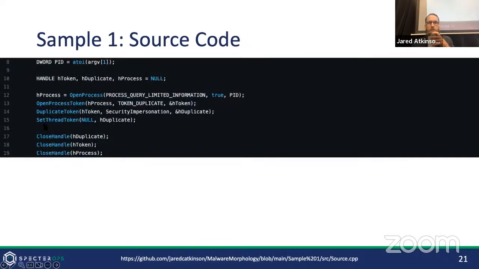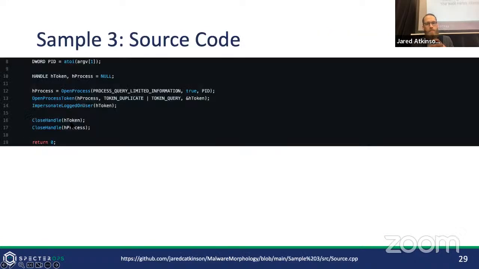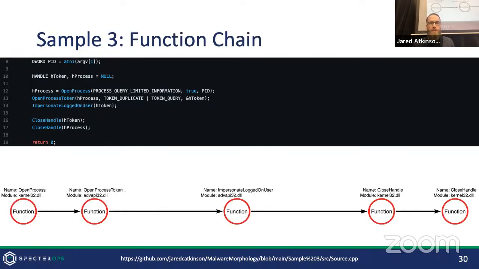Do you notice that here we call set thread token, which is one function, and here we call impersonate logged on user, which is just a different function? The problem is I have no idea how different that is. But the one thing that Olaf pointed out is that it's not calling duplicate token. So why does impersonate logged on user not have to duplicate the token? Why does it just get to use a normal token? So we could build the function chain.